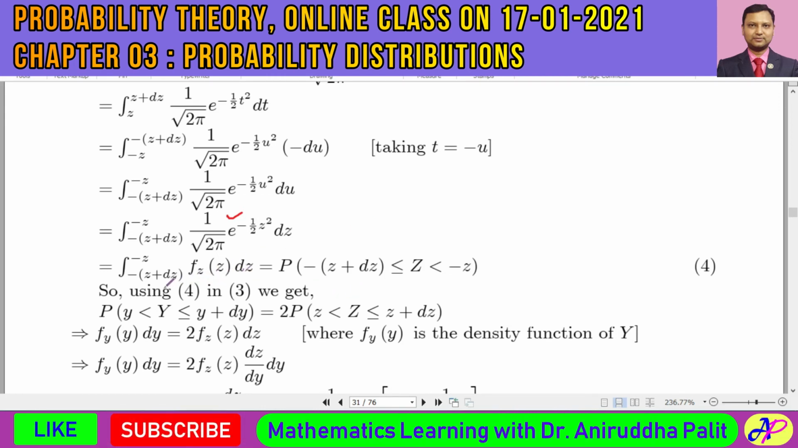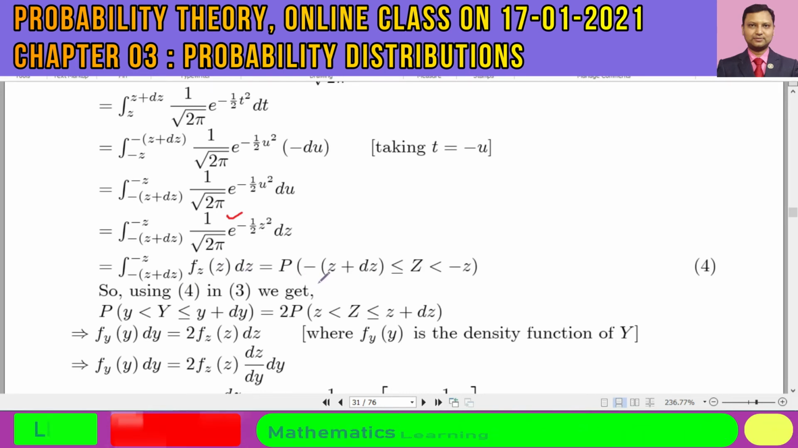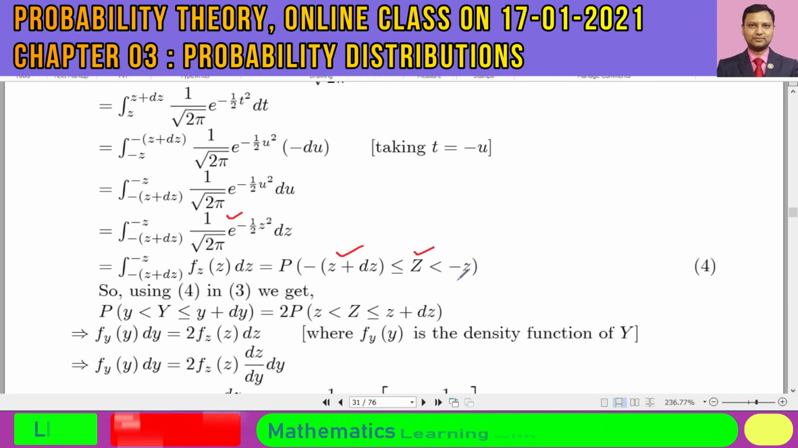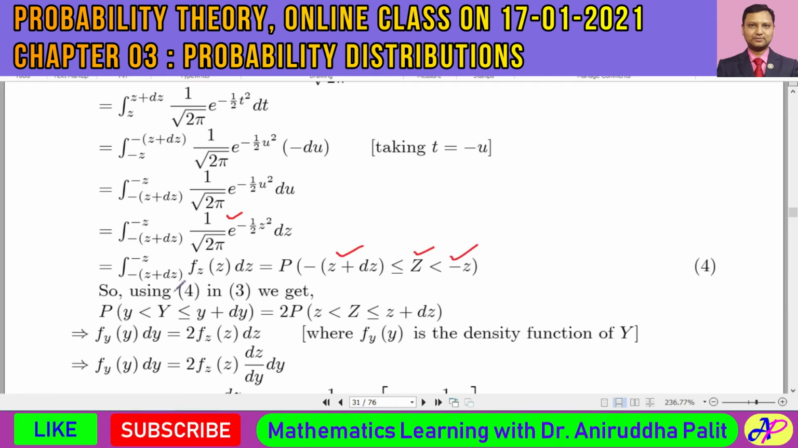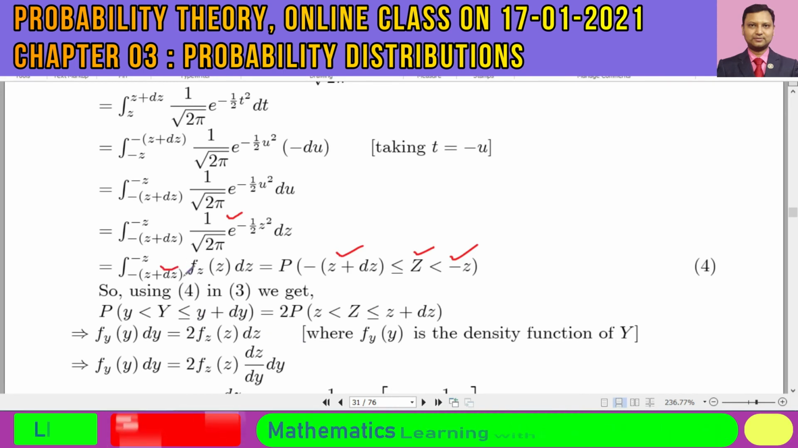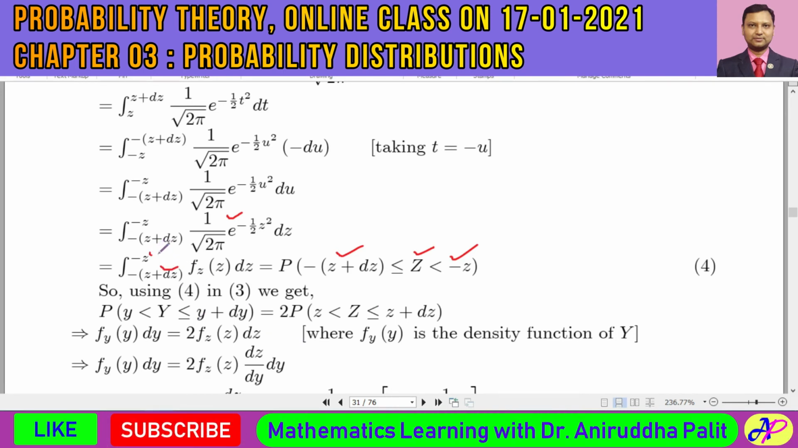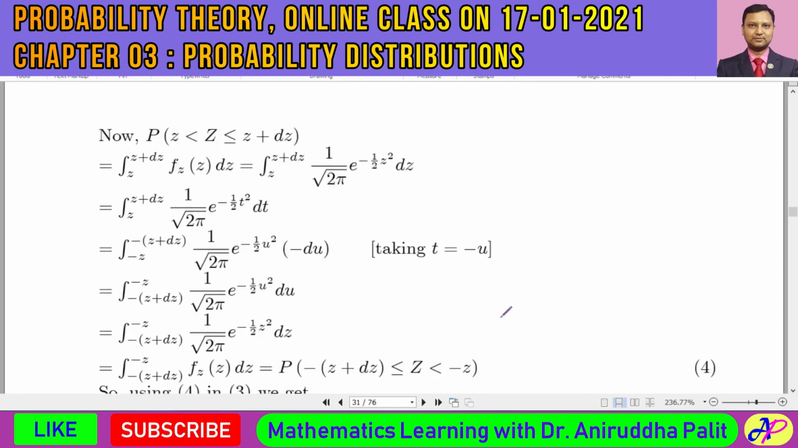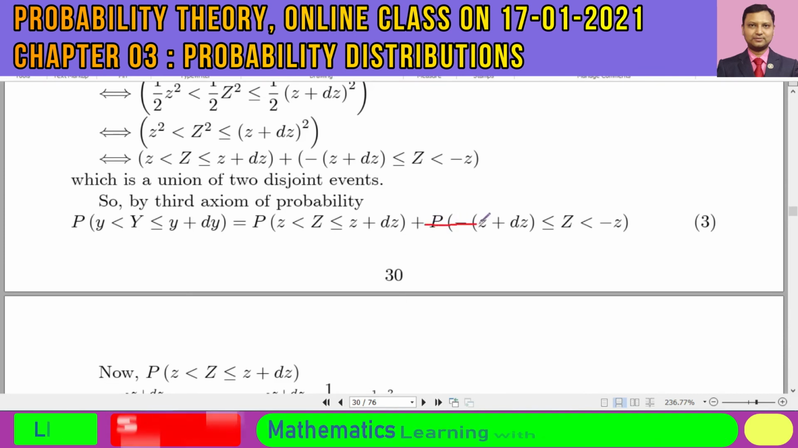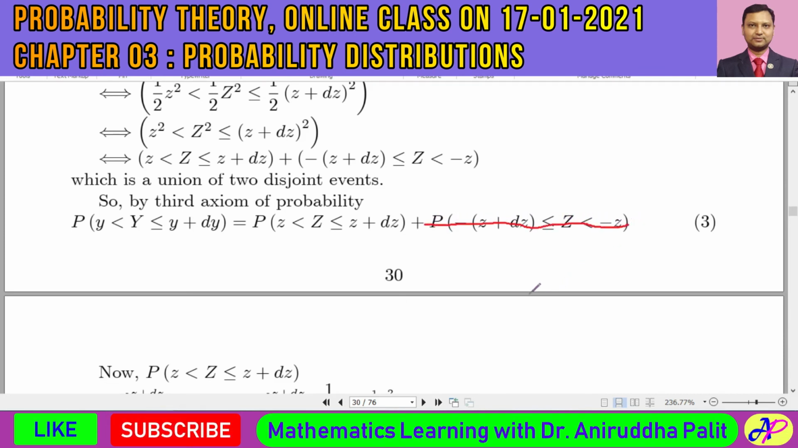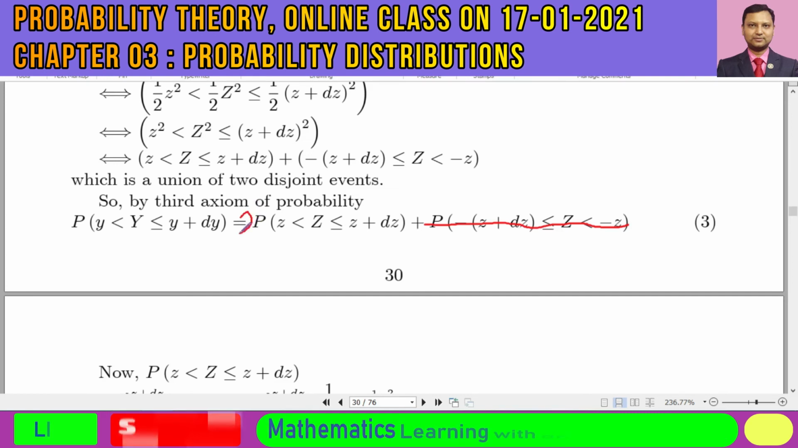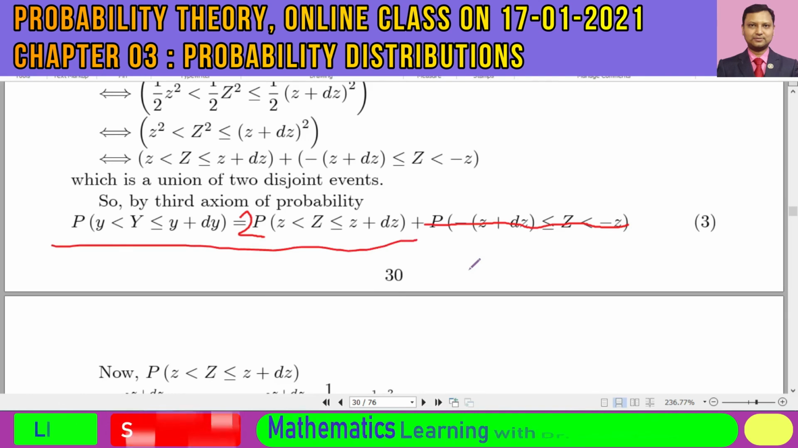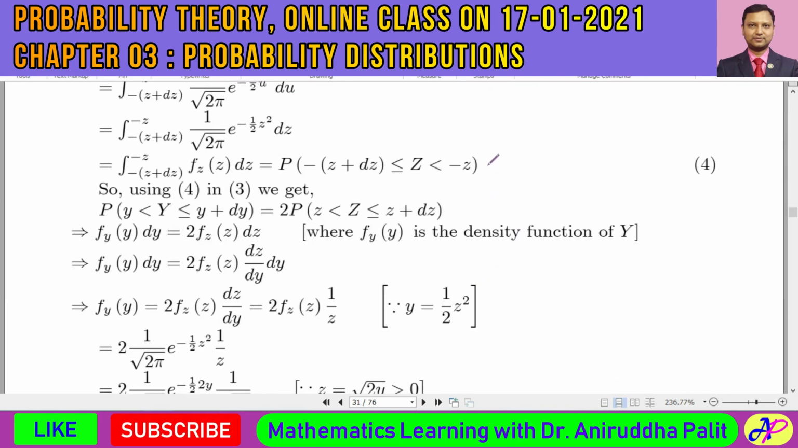And therefore this is equal to the probability that minus z plus dz is less than or equal to capital Z and less than minus z, because this lower limit is equal to minus z plus dz and the upper limit is equal to minus z. Got it? And that's why, from this equation number 3, we can omit this second term and we can write 2 over here.